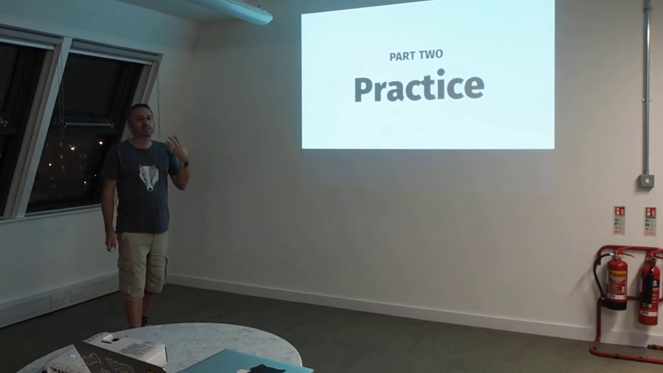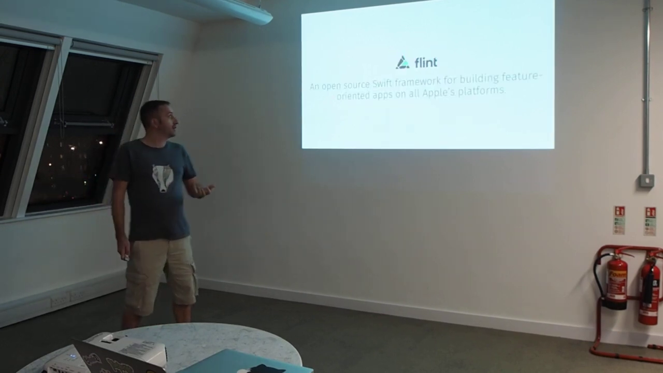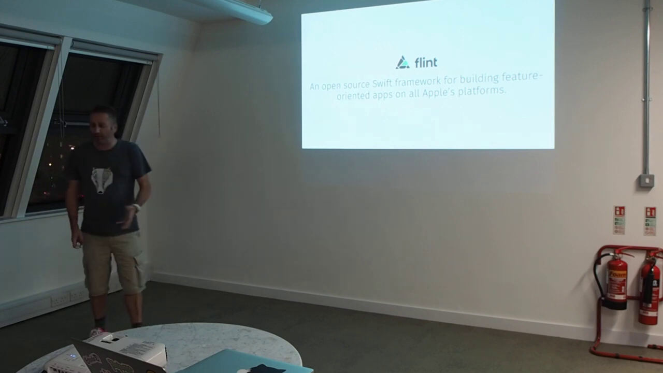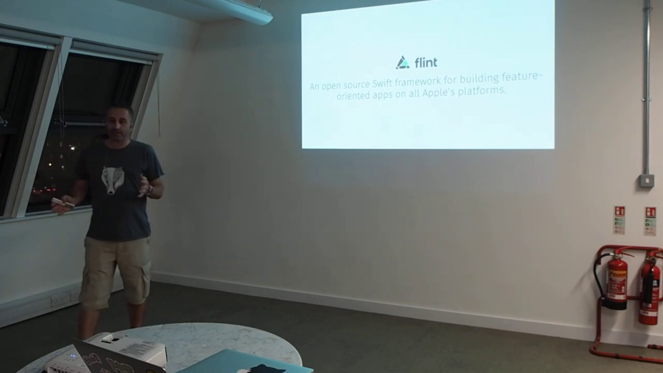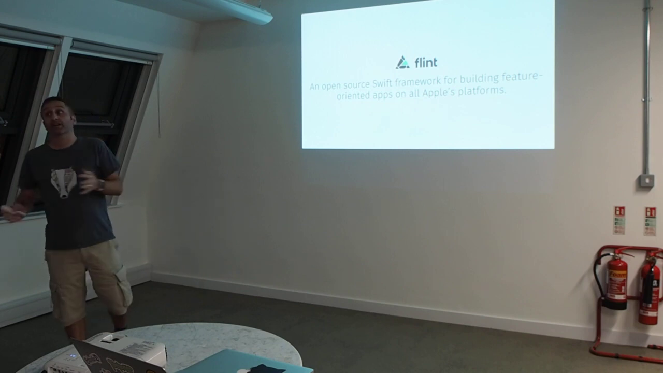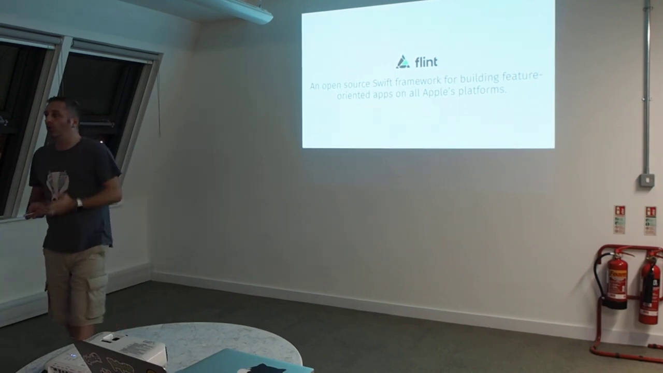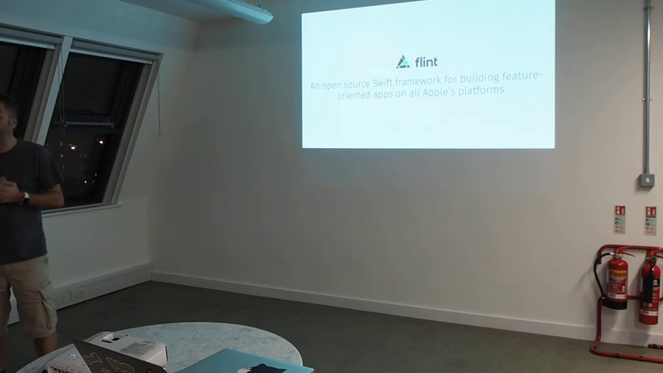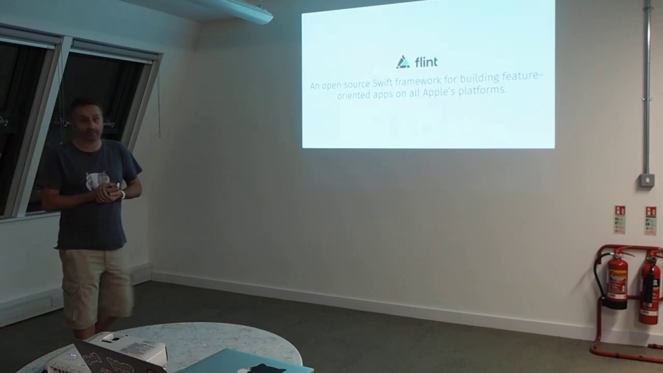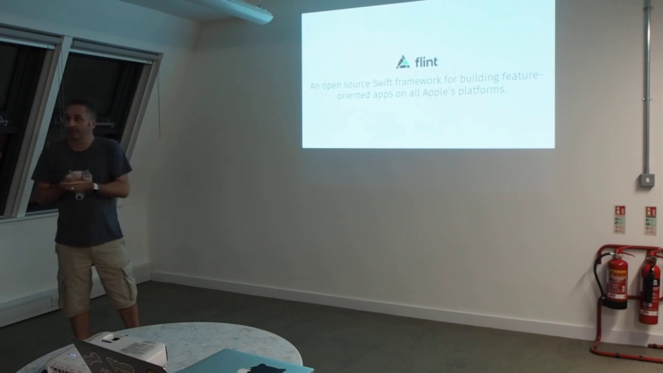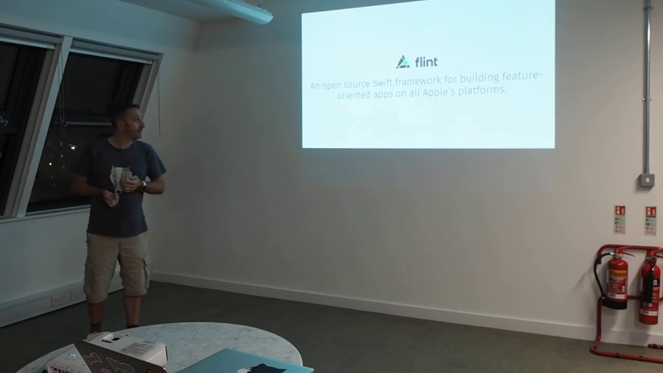So, putting it into practice using Flint. So this is what Flint is. It's an open source framework, pure Swift. It has no dependencies, which is nice. And it's built cross-platform for all Apple platforms, even the watch and tvOS. So we could write the next version of Minecraft.